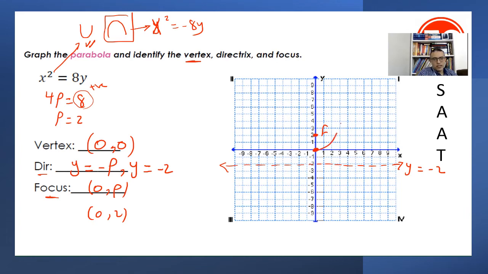And now let's sketch the parabola. What if I wanted to find two accurate points to sketch it well? You can replace x with 2. 2 squared is 4, times 8 is 16, and 16 over 4 is 4, so it's the point (2, 4), and the point (-2, 4). So the parabola is more narrow, not wider. It's more narrow.